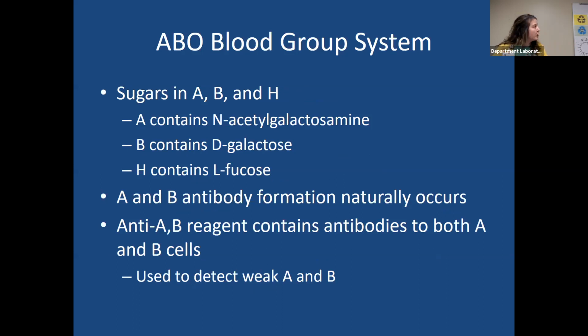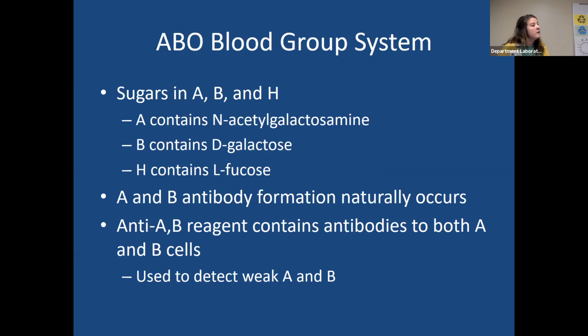And again, here are your sugars, all right? So A is N-acetylgalactosamine, B is your D-galactose, and then the H gene controls the addition of that L-fucose. Remember, you have to have L-fucose in order for the N-acetylgalactosamine or your D-galactose to be added, okay?